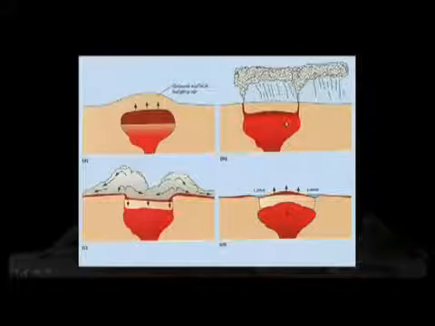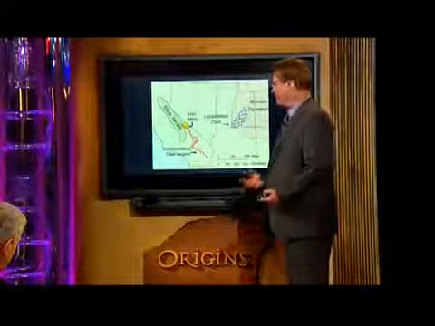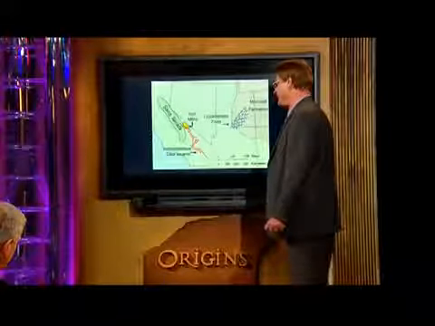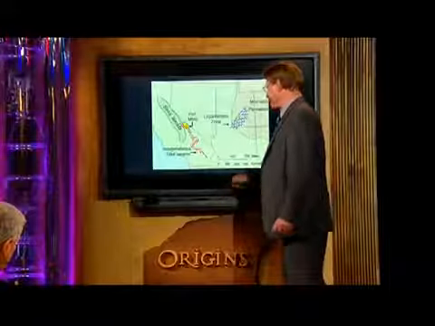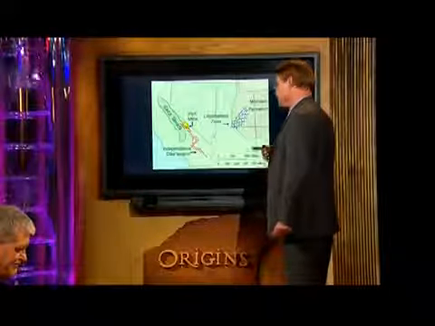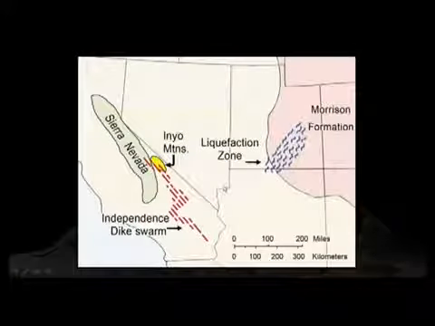As the magma is issued out, it collapses and forms a caldera. And then the third type of volcano that we can infer is what's called the linear fissure array. And the linear fissure array is well illustrated by what's called the Independence Dike Swarm in eastern Southern California.